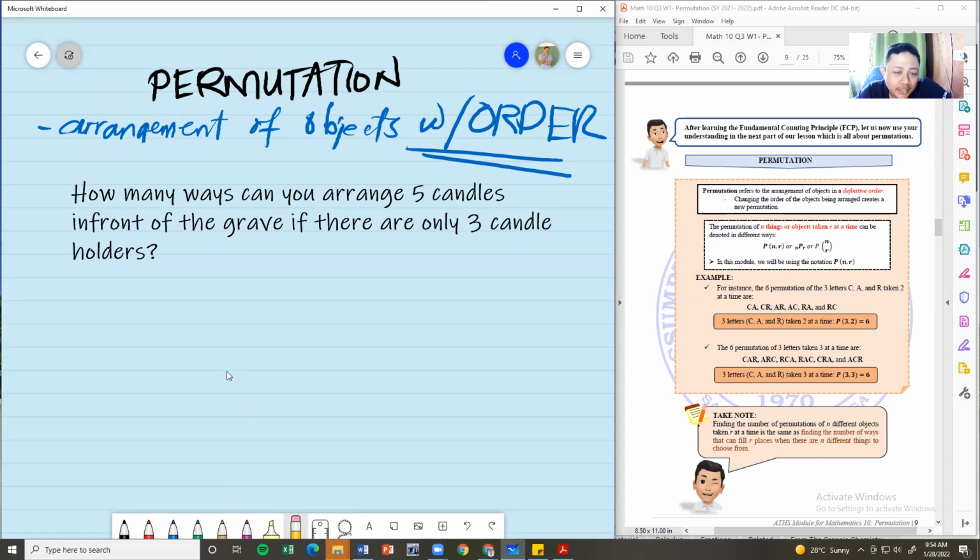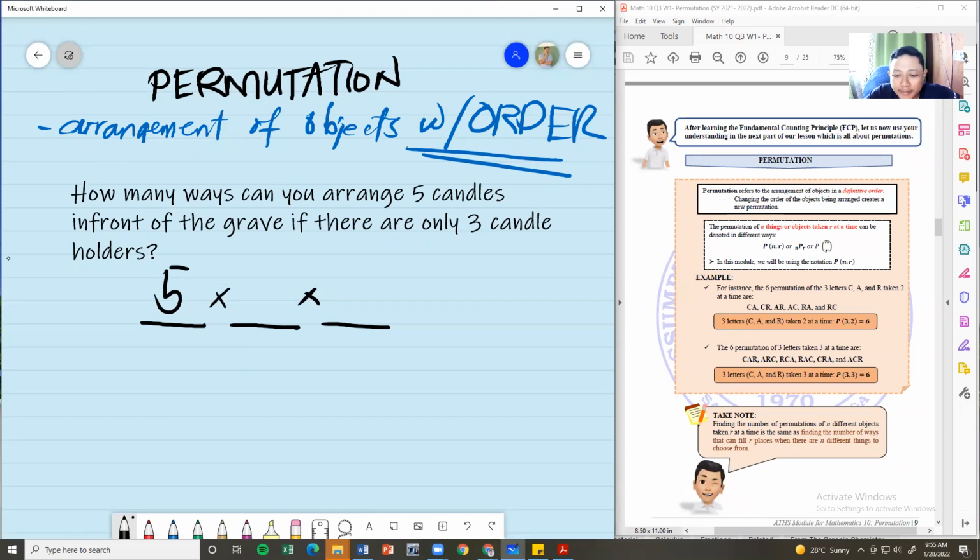So this time, using FCP and the concept of factorial, katulad lang siya ng kanina, 3-digit numbers. Dito, 3 candle holders yung context natin. So we have here 1, 2, 3 for the candle holders. Okay, combining FCP and permutation, huh? There are 5 candles. So for the first candle holder, how many is possible? Correct? 5. O, no repetition, syempre.